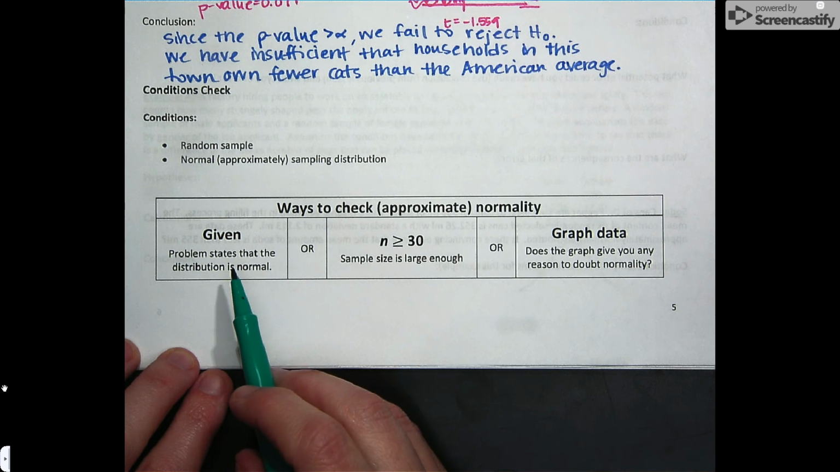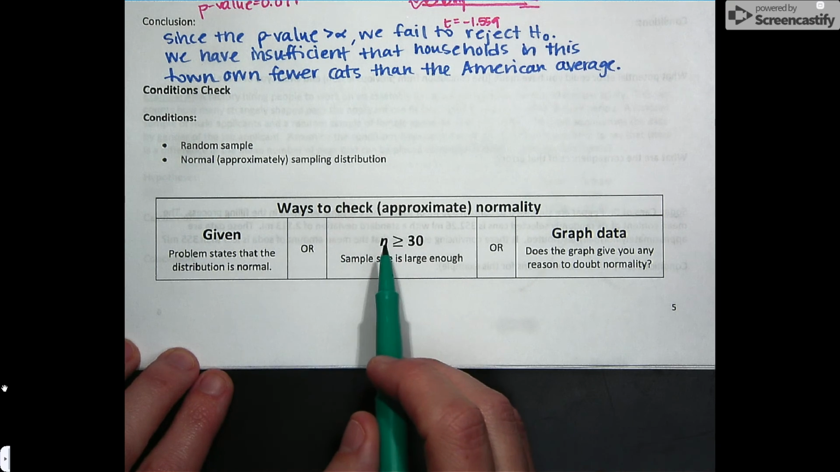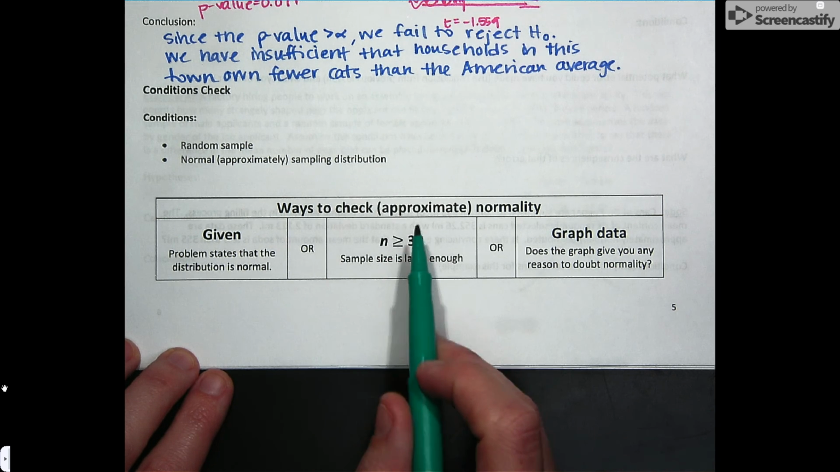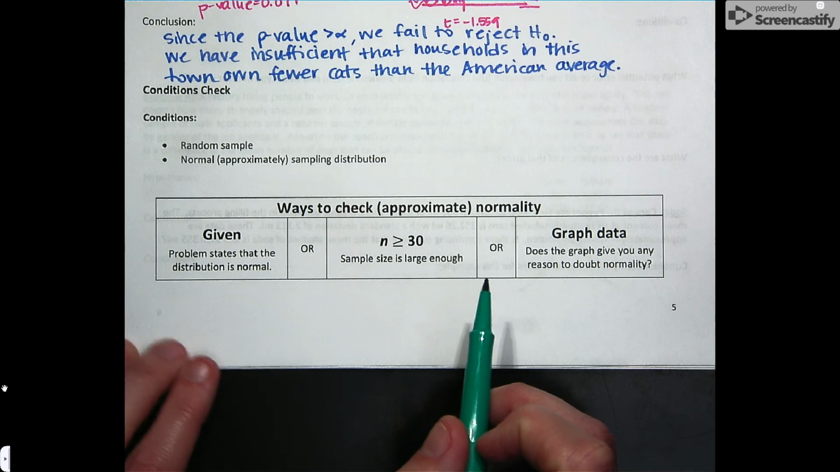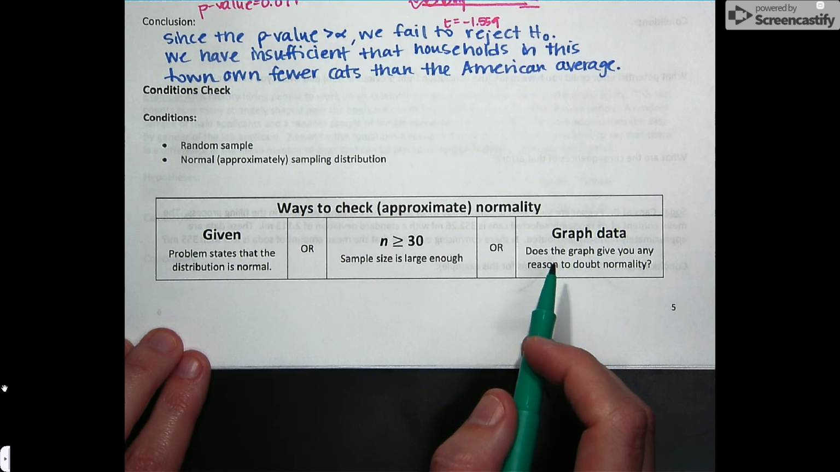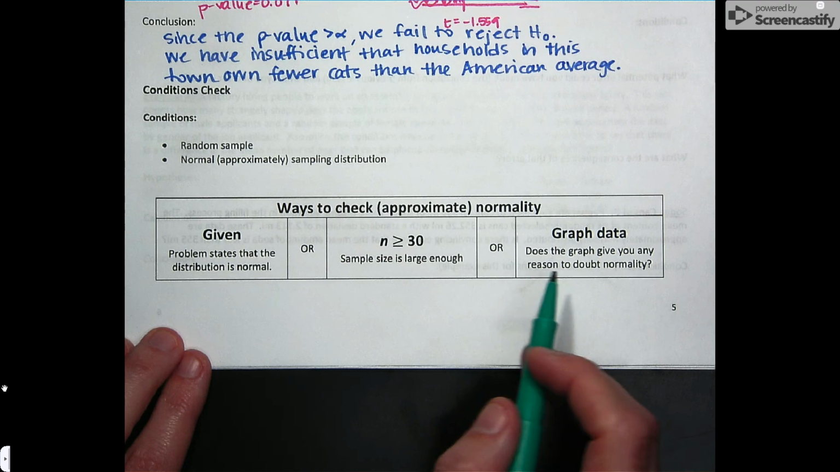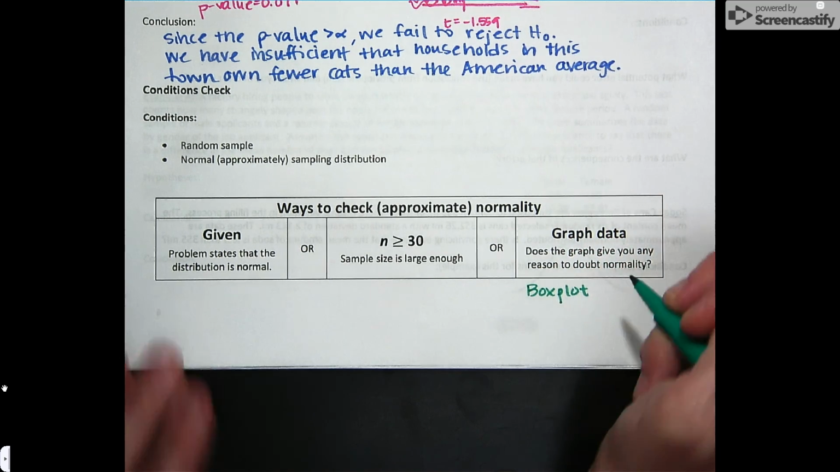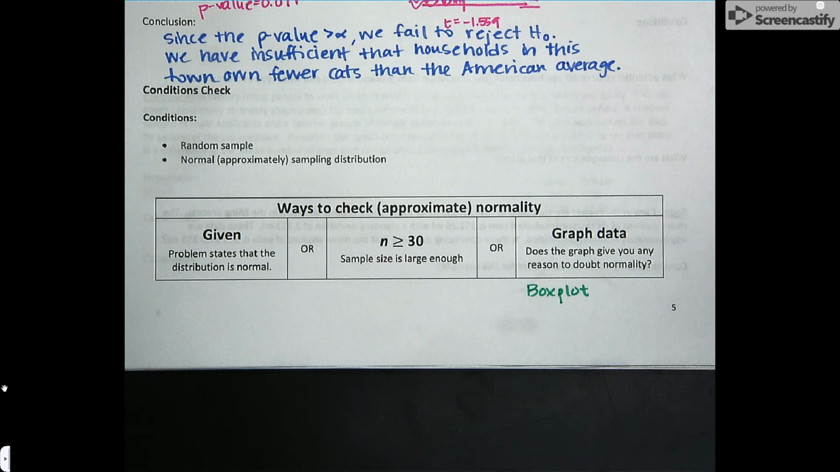So that's awesome. Sometimes they'll tell you the sample size. If your sample size is ever bigger than or equal to 30, then you have your sample size large enough to say it's approximately normal. And the last way is to graph your data. Remember, for your data, if you have to graph it, it's going to be a box plot. So we will review how to plot box plots, and you'll look for no outliers and approximately symmetrical in order to say that it is approximately normal.